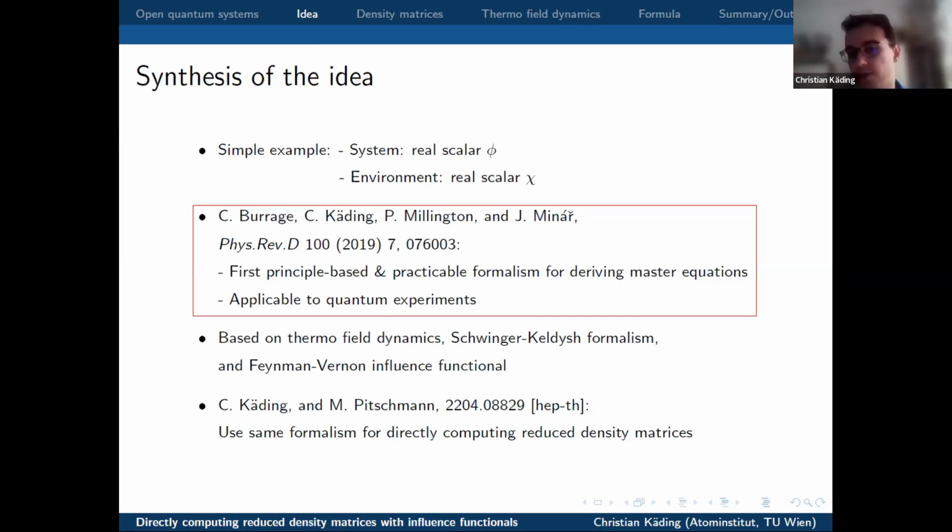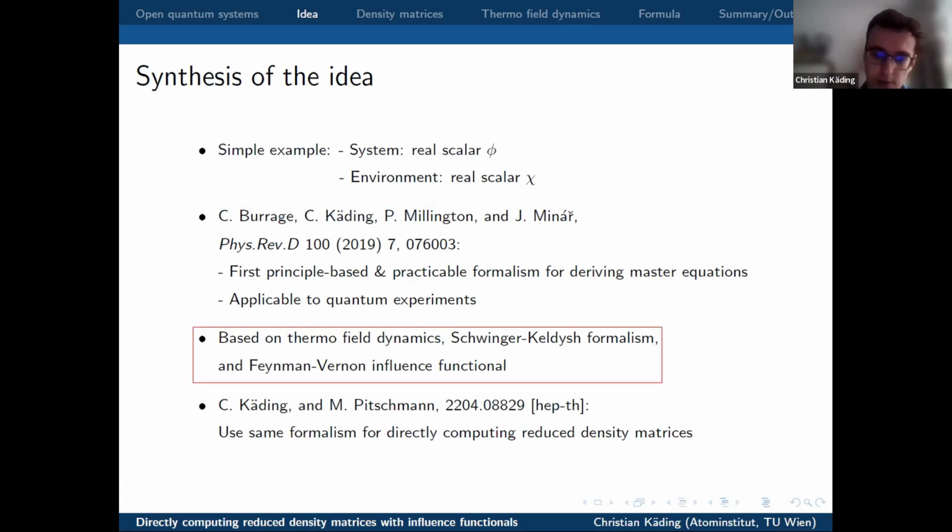For example, if you consider atom interferometry, you could put your atom into a momentum superposition, and then you could use our formalism to calculate how it's evolving. Right, and the whole idea is based on different tools. They are taken from thermo field dynamics, the Schwinger-Keldysh formalism, and the Feynman-Vernon influence functional. Some of them you have already heard about today, but I will talk about them a little bit more in detail later.